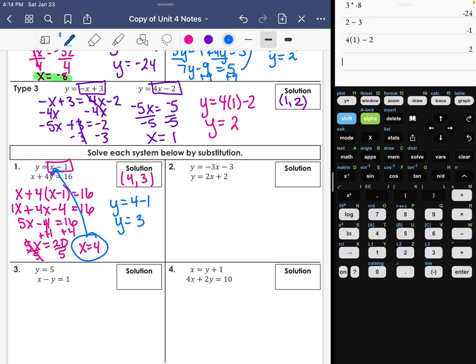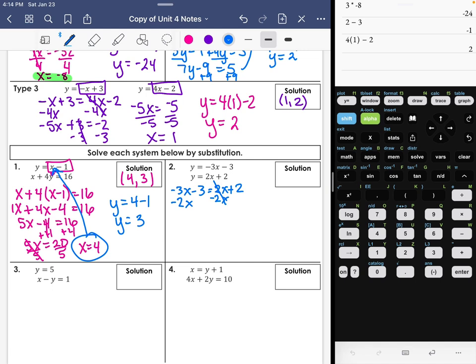Okay, this is one of those type 3 problems where both of these expressions equal y, so that means they have to equal each other. So I can do negative 3x minus 3 equals 2x plus 2. I'm going to subtract my 2x.